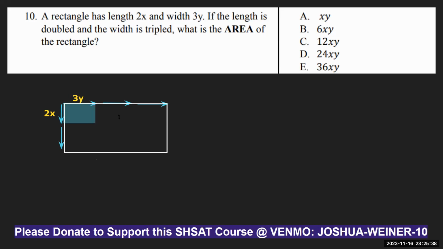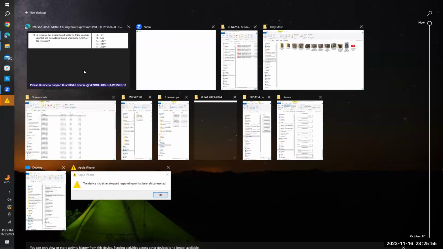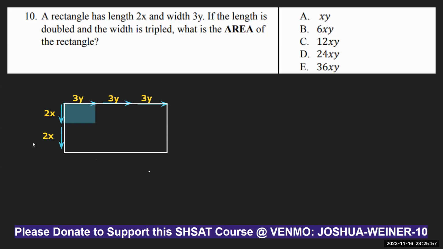Well, what's really going on here? If it's double on this side, that's 2x and that's 2x. If it's triple on this side, that's 3y, that's 3y, and that's 3y. So altogether, what are we doing here? We're doing math.